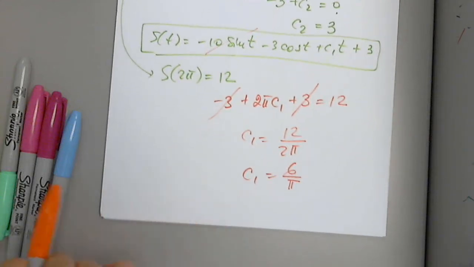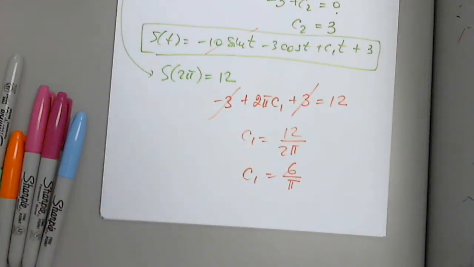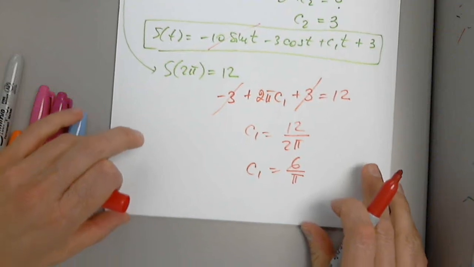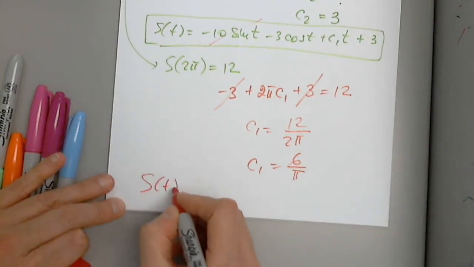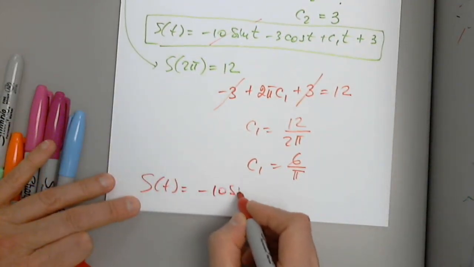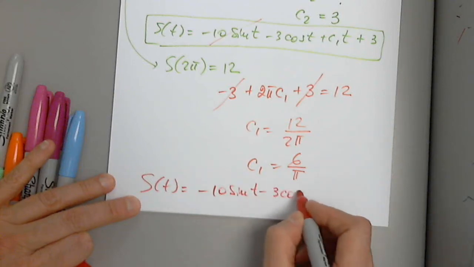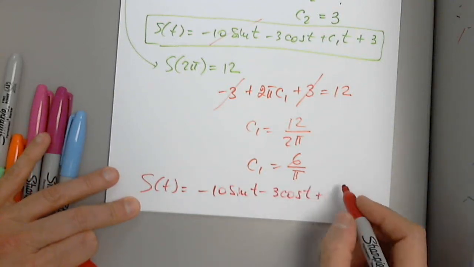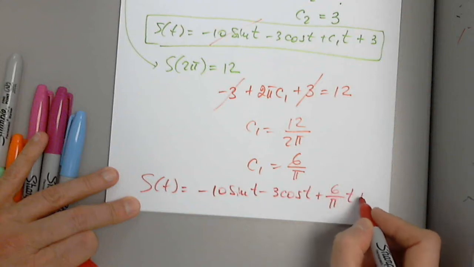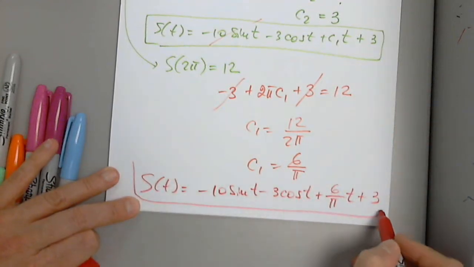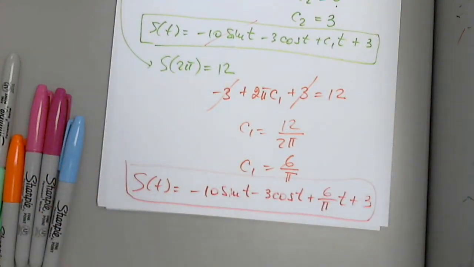So now I have the position function. That is S of t equals negative 10 sine t minus 3 cosine t plus 6 over pi t plus 3. And this is the only function that fulfills all given conditions, including what we call boundary conditions.